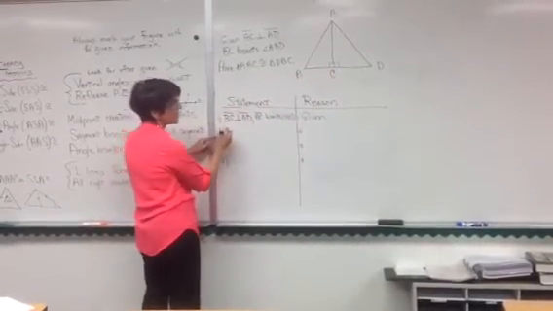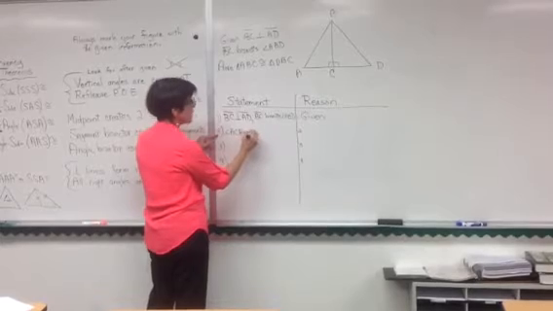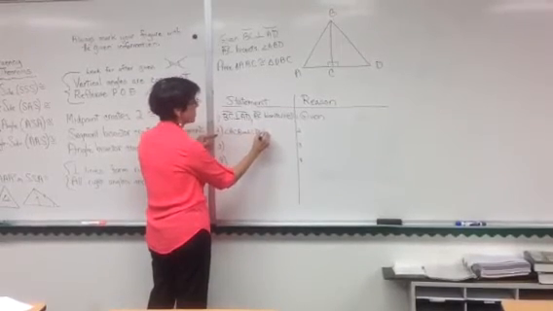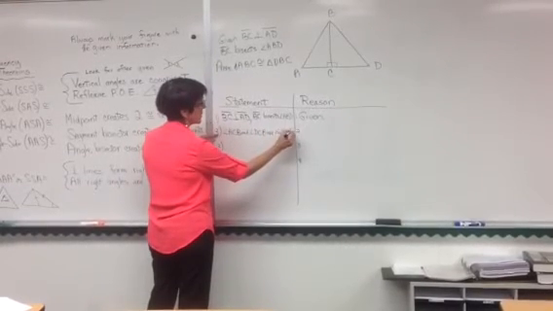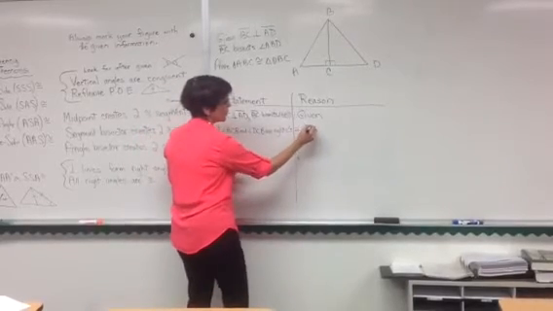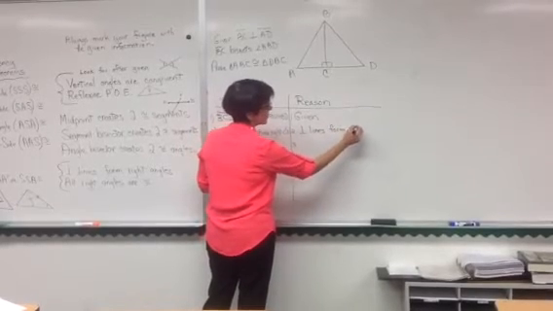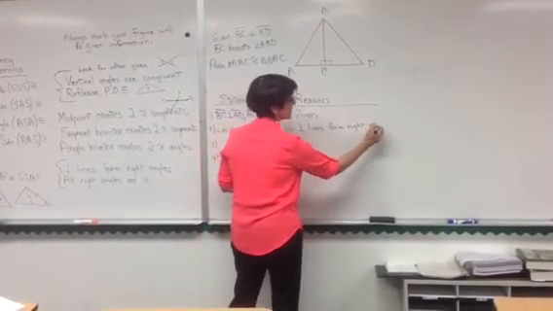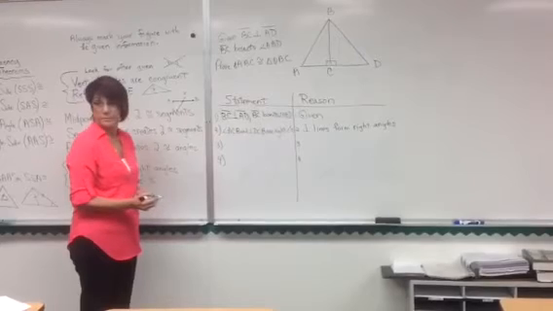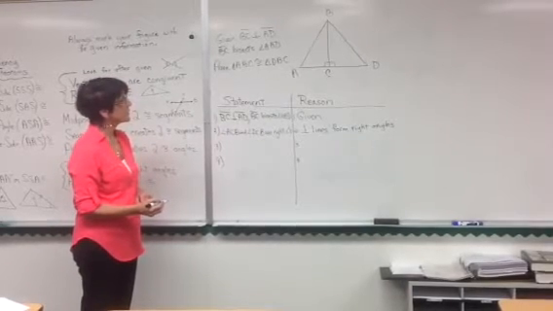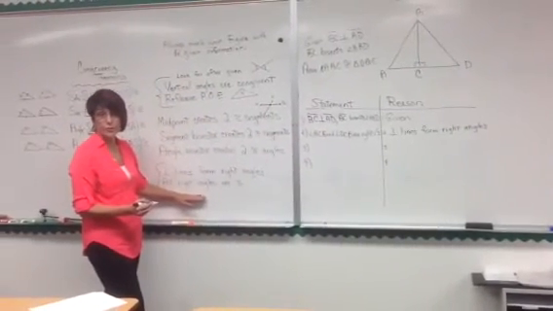And I'm going to immediately say then, angle ACB and angle DCB are right angles. And that's because perpendicular lines form right angles. Okay? Now, what's going to follow directly from that is the fact that all right angles are congruent.